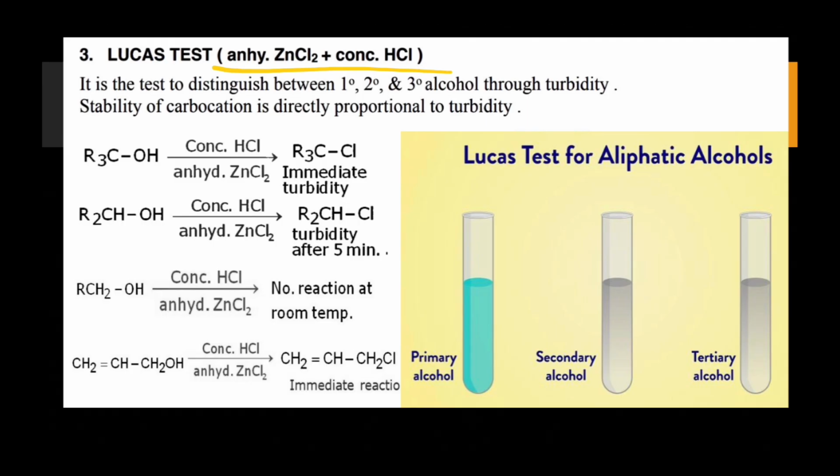Tertiary alcohols will give turbidity immediately. Secondary alcohol will give turbidity after 10 minutes. Primary alcohol does not give turbidity; maybe by heating, after a long time, it will give turbidity. So based on the turbidity formation, we can differentiate primary, secondary and tertiary alcohols using the Lucas reagent. One more important point is that allyl alcohol also gives an immediate reaction in the Lucas test.